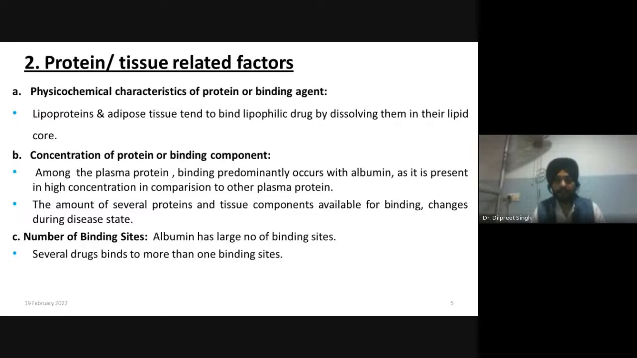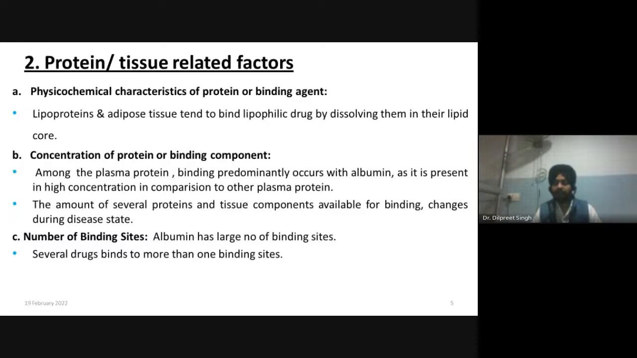So when we talk about the concentration of the protein, the amount of the several proteins and the tissue component available for binding changes during the disease state. Then the number of binding sites. Albumin has a number of binding sites. As I've already discussed, it has four binding sites: the warfarin binding site, diazepam binding site, digitoxin binding site, and tamoxifen binding site. So if the binding site occupancy is really high, it can cause a displacement interaction.